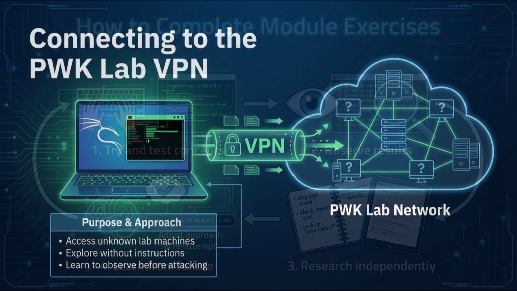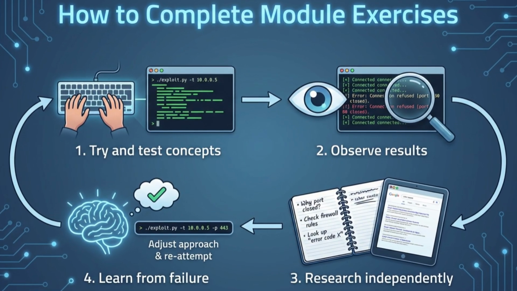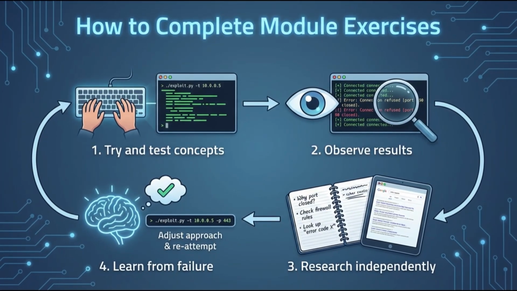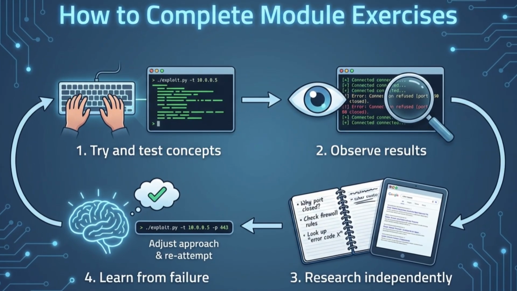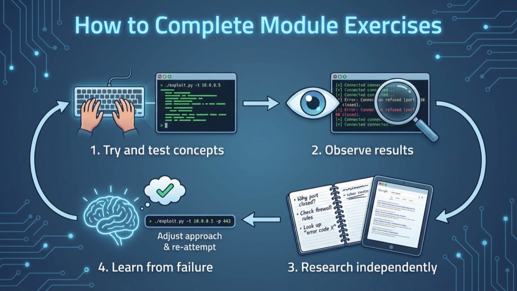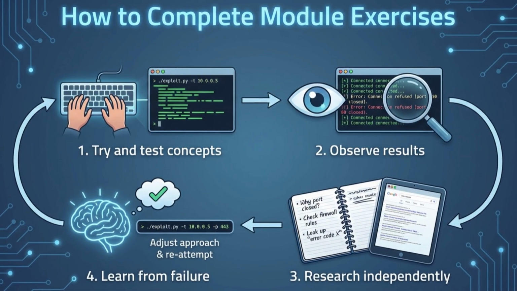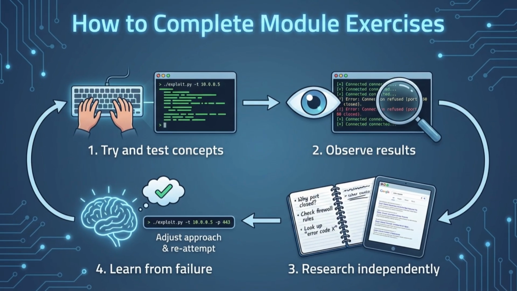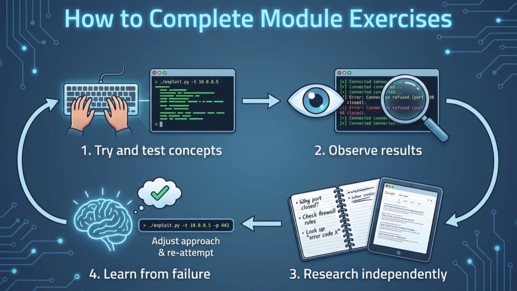Objective 4. Understand how to complete module exercises. Exercises in PEN-200 are not traditional homework. They are designed to test understanding, reasoning, and researchability. OffSec does not expect perfect answers. They expect effort, exploration, and learning. When an exercise doesn't work the first time, that is part of the process. You are being trained to try something, observe results, and adjust your approach. This mindset becomes critical later in the course and during the exam.